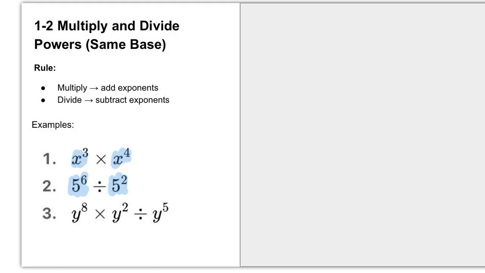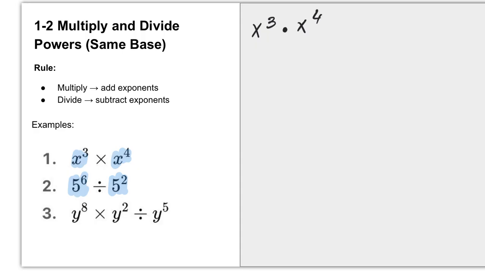The rule is when you multiply exponents with the same base, that means you have to add the exponents. When you're dividing, you subtract the exponents. Well, what does this mean? The first example is x raised to the third power times x raised to the fourth power.